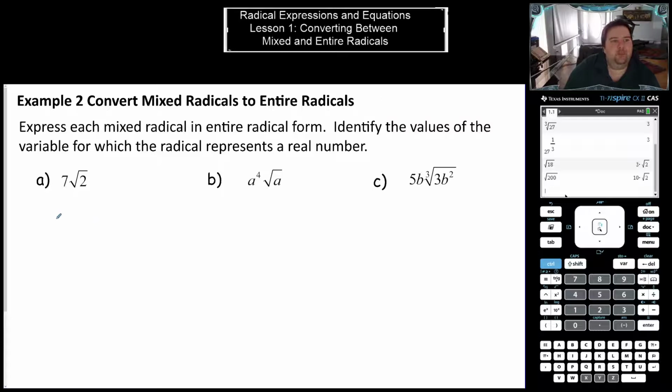Example 2. This time we're going to be doing the reverse. We're bringing it back inside the radical. So we're moving in the opposite direction. We're converting mixed radicals to entire radicals. Now what we learned is to remove it out, it needed to be squared on the inside. So if it's not squared on the outside, that means it used to be squared on the inside.